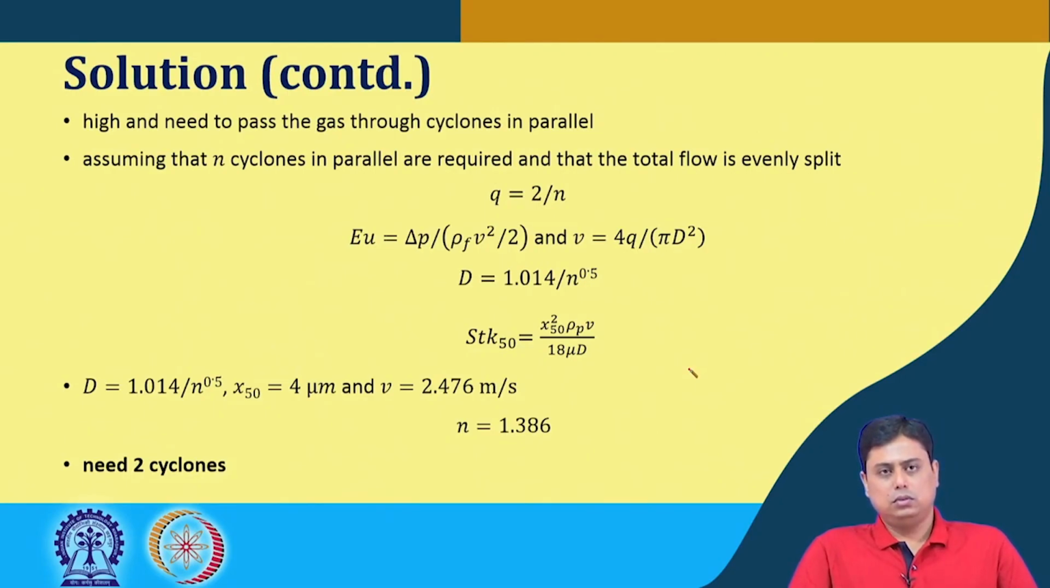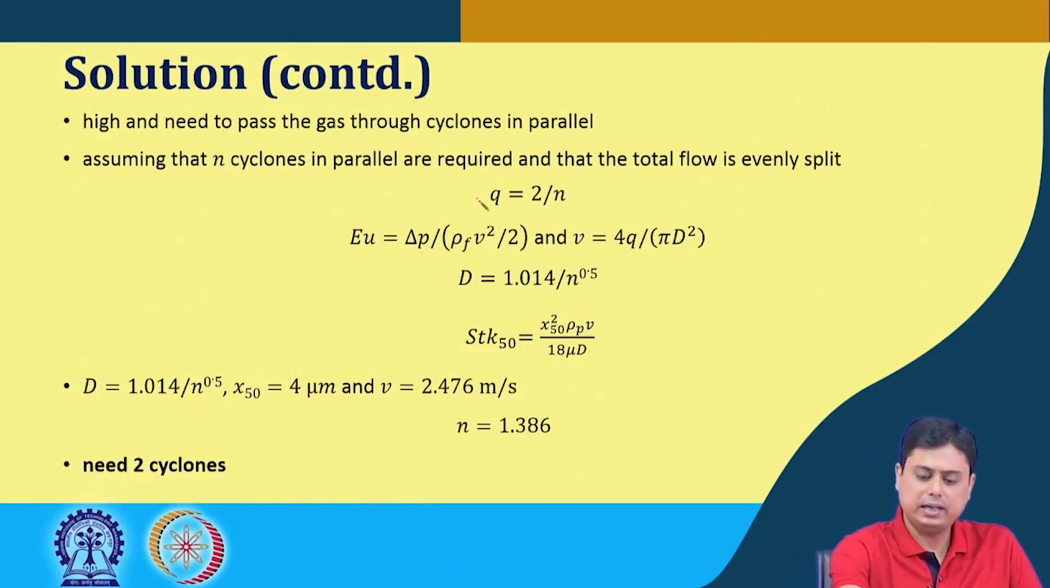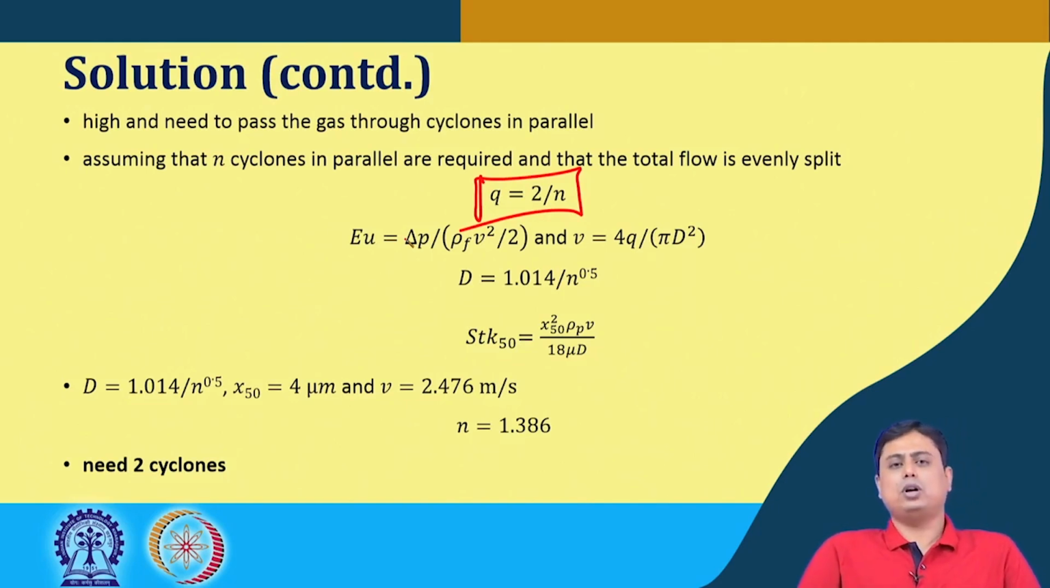So, this n number of cyclones that are connected in parallel would be required, and in that case the total flow is evenly split between all these separators, and naturally the revised flow rate to each of those multiple separators is small q, which is 2 by n.